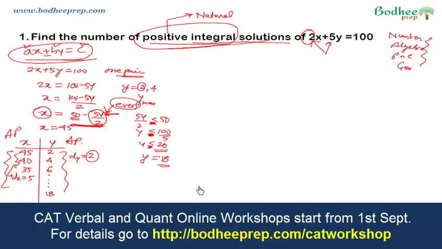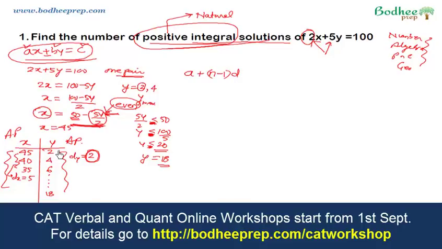Since we do not need to find the individual value of x and y, I'm not taking every possible value of x here. I'm just focusing on y because the elements in y are simple. So this is an arithmetic progression. This is the common difference, and we need to find the total number of elements. So we know that the nth element is written as a plus (n minus 1)d. Right, this is the last element.